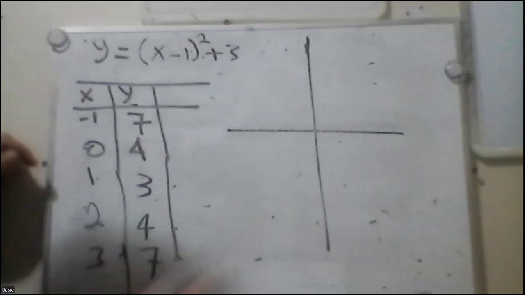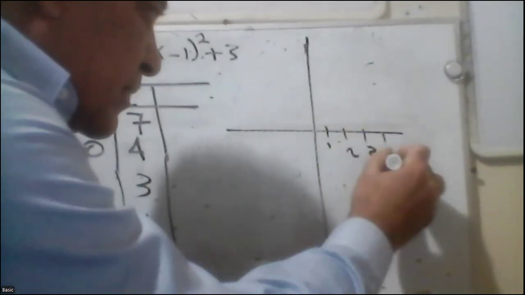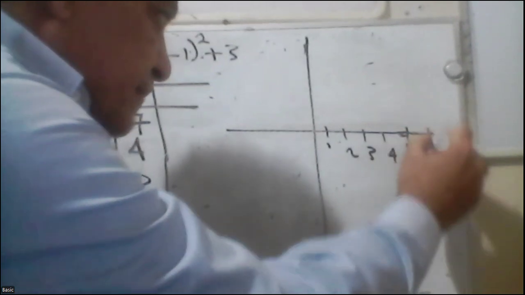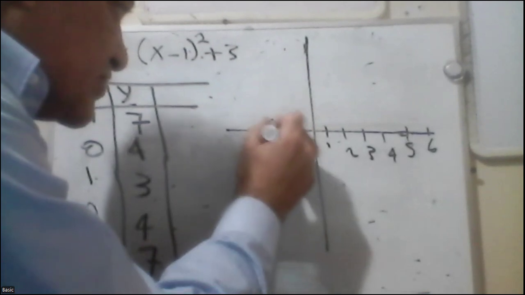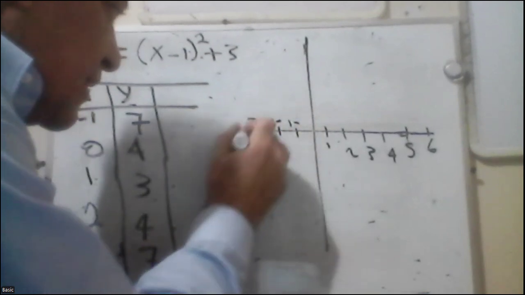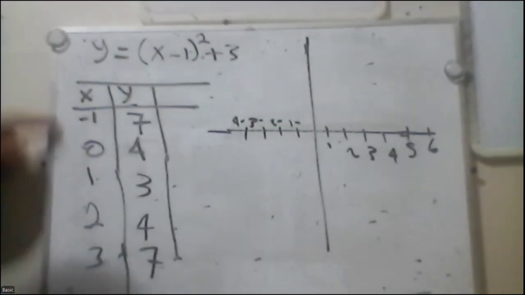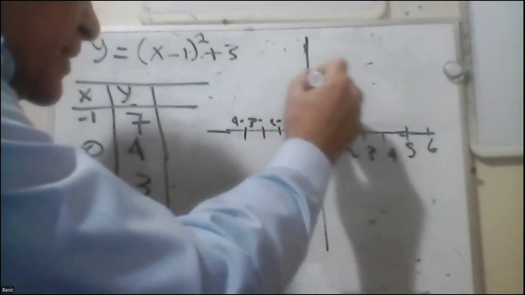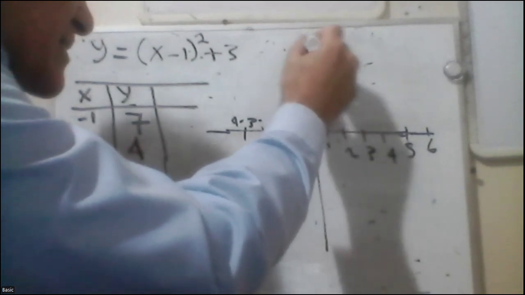And I will go for 1, 2, 3, 4, 5, 6. Here, minus 1. Here, minus 2. Here, minus 3. Minus 4. And up 1, 2, 3, 4, 5, 6, 7, 8.